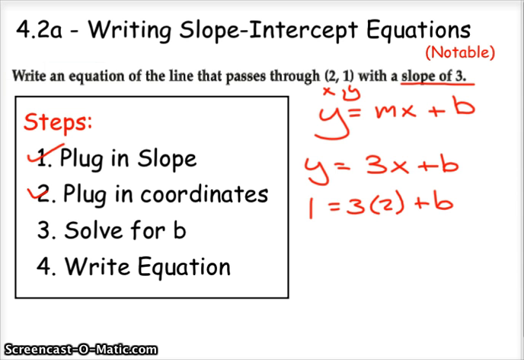Step 2 is done. You'll notice now I only have one unknown. I'm just trying to figure out b. And so if I simplify this equation, I have 1 is equal to 3 times 2, or 6, plus b. To solve for b, I get it alone. So I have a 6 plus b, a positive 6, so I can subtract 6 from both sides. 1 minus 6 is -5. 6 minus 6 is 0, so I'm left with just b.